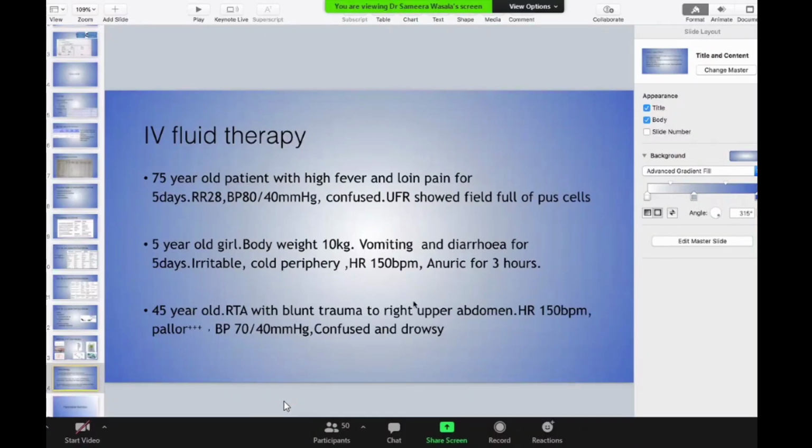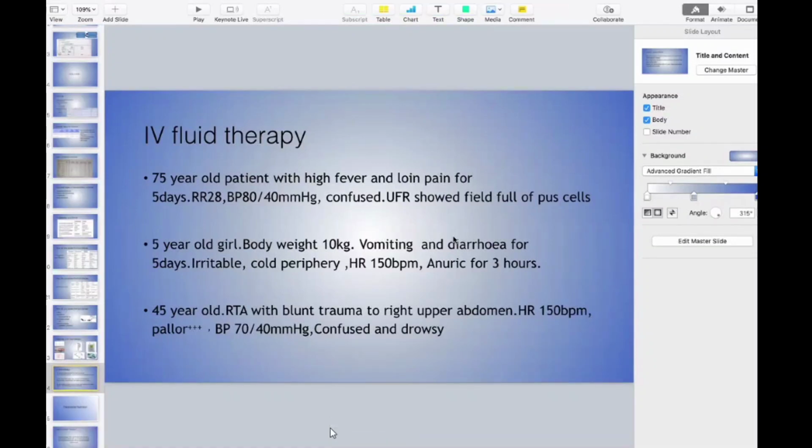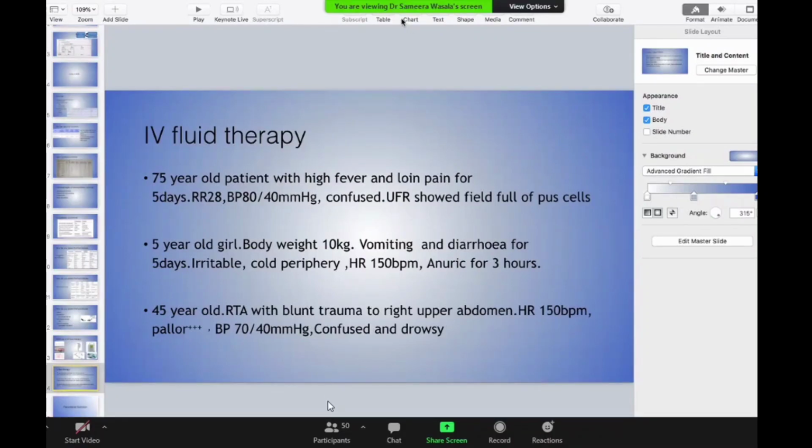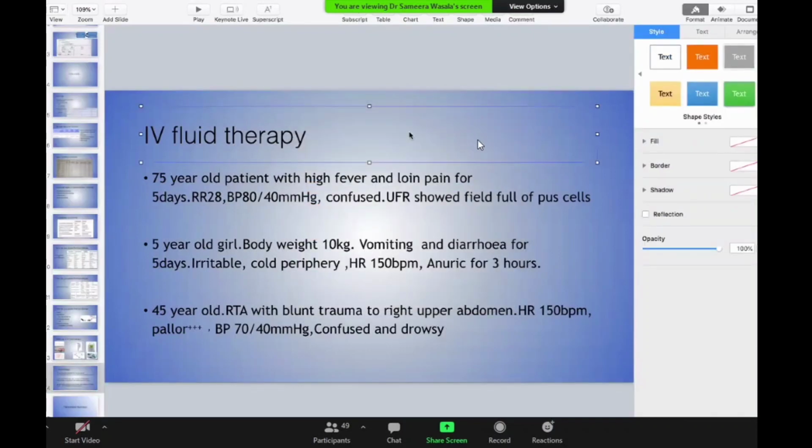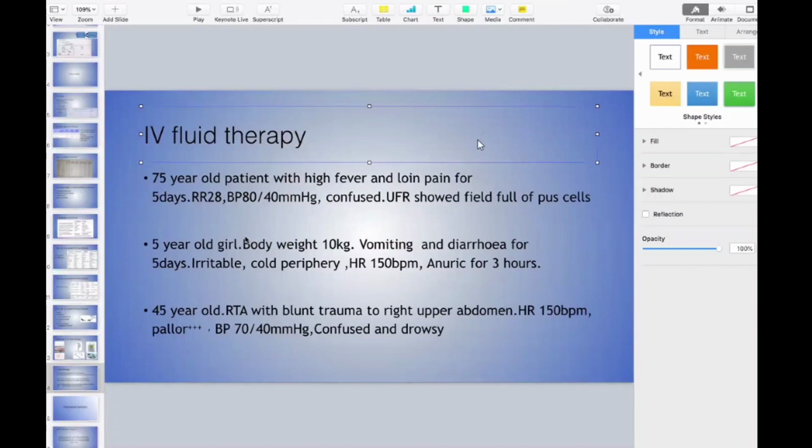What type of fluid do you want to give here? Crystalloid or colloid? We can start with the crystalloid, either normal saline or Hartmann's. Even though it's a child, for initial resuscitation you have to use crystalloid.